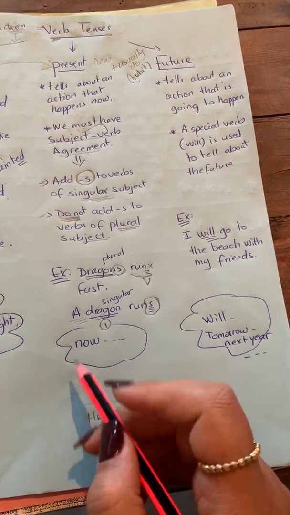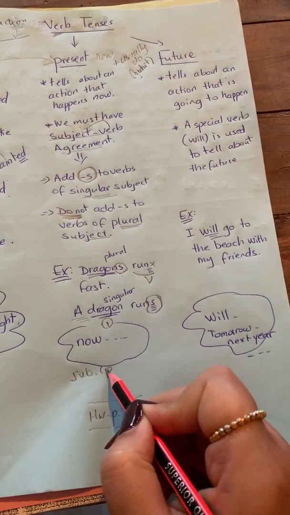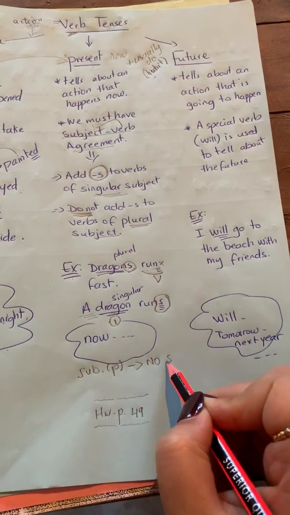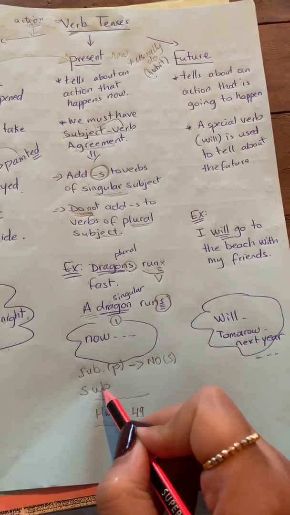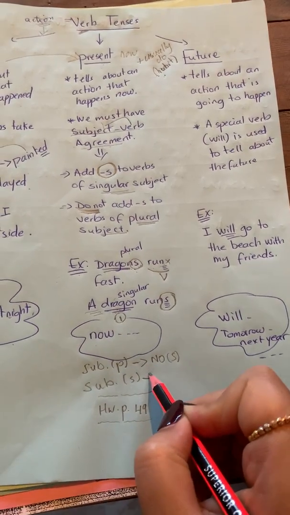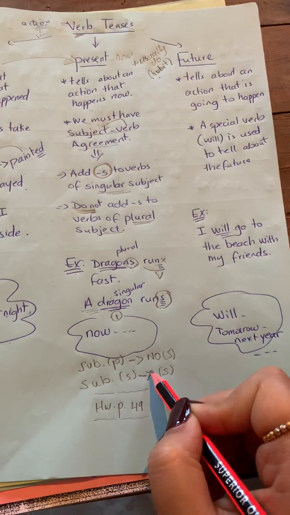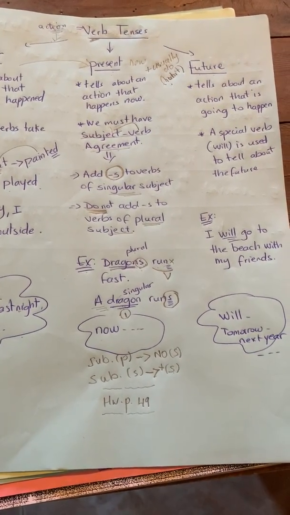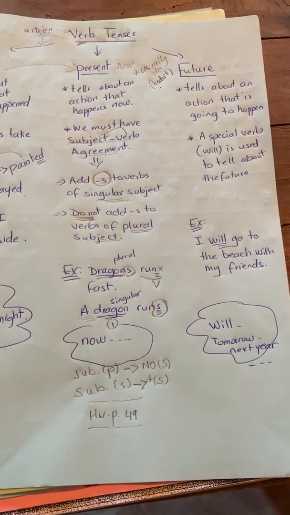If the subject is plural, the verb takes no S. If the subject is singular, the verb takes S. Okay, clear? I hope so.